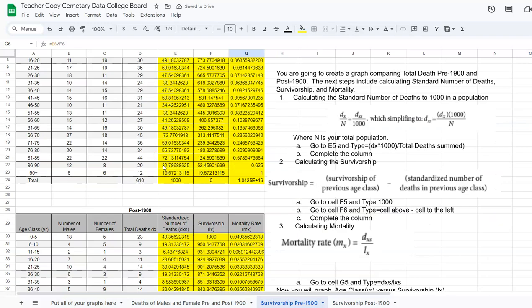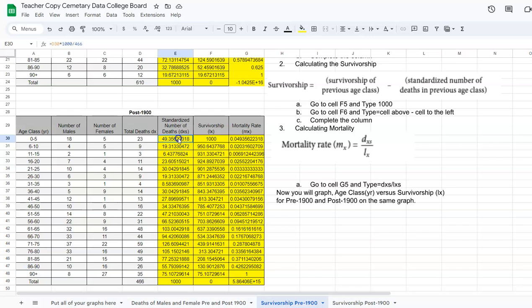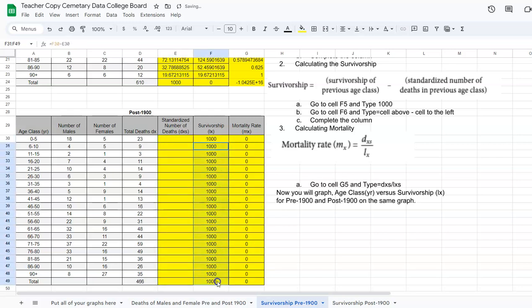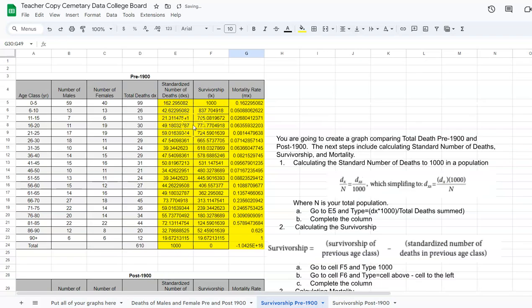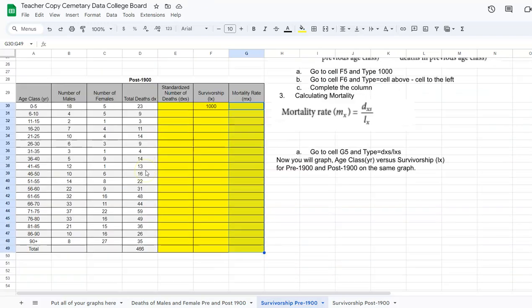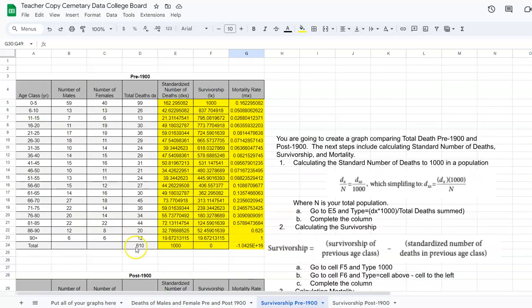What you're going to do now is the same thing with this one. Let me erase this so that we can do this one. You're going to do this one in exactly the same way, except for one thing. In this case, the number of deaths is 466 total, so we're not going to divide by 610.